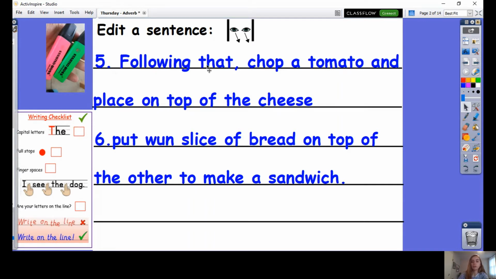5. Following that, chop a tomato and place on top of the cheese. 6. Put one slice of bread on top of the other to make a sandwich. Use your writing checklist and pause the video and spot those 3 mistakes.